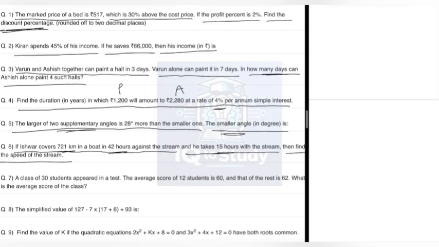A class of 30 students appeared in a test. The average score of 12 students is 60 and that of the rest is 62. What is the average score of the class? Here the total number of students is 30 and the average of 12 students is 60. We have to find the average score of the whole class.